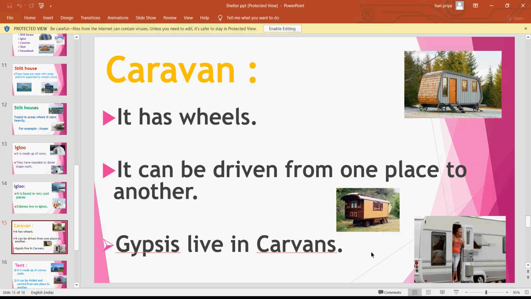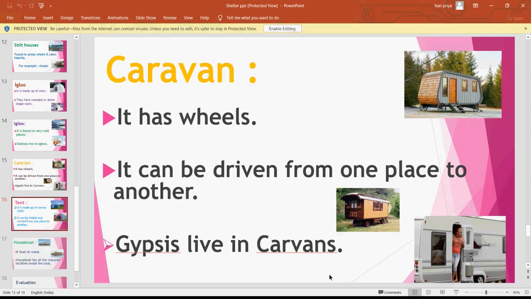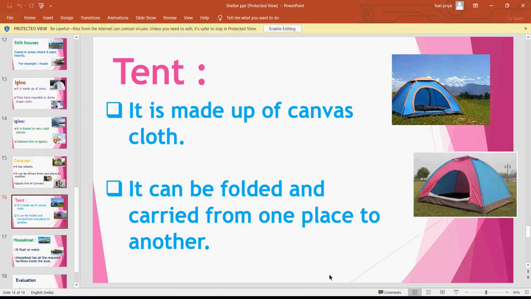So the third type is caravan. Gypsies can live in caravans. So this is a very temporary house. Those who need this, they will construct this house and make use of it. They will stay in this caravan, and once their necessity is over, they will move this caravan from one place to another. So we are calling caravan a temporary place. As simple as that. Okay? Caravan. And the next type is tent.